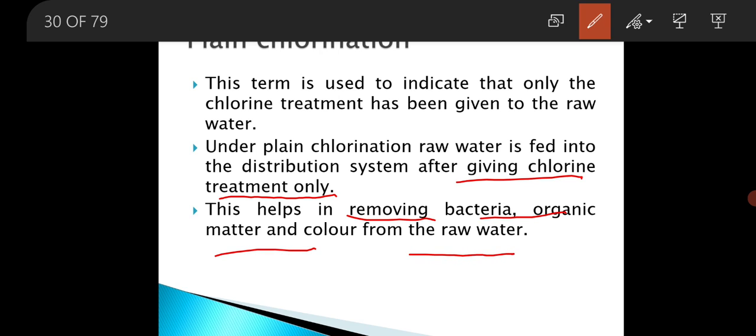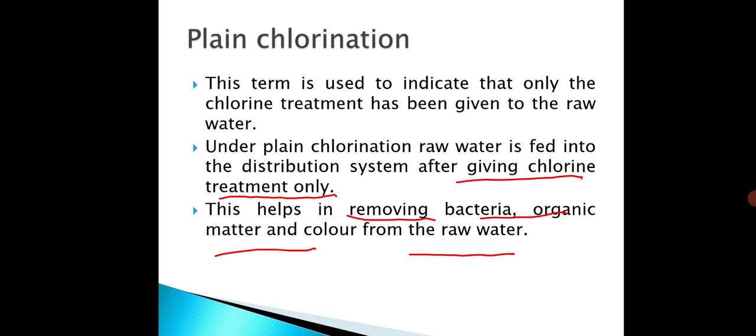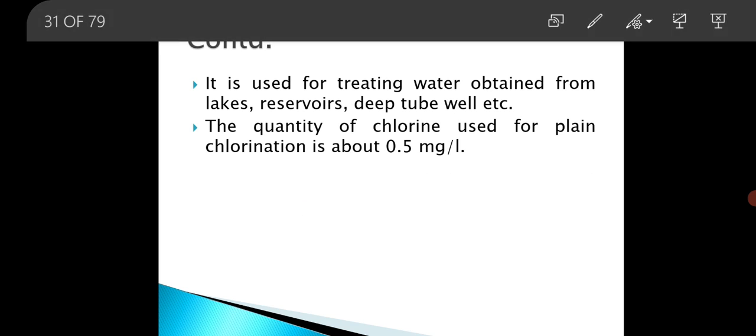This technique is generally used for treating relatively clear water obtained from a lake, reservoir, deep tube well, etc. And it may also be used during emergencies when full-fledged treatment cannot be given. The quantity of chlorine required for plain chlorination is about 0.5 milligram per liter or more.